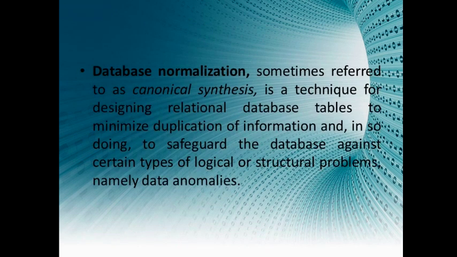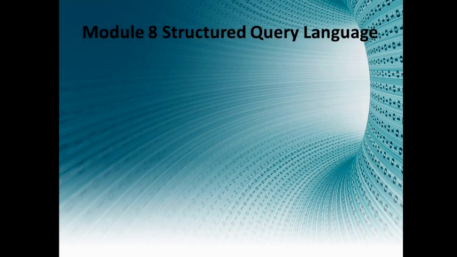Database normalization, sometimes referred to as canonical synthesis, is a technique for designing relational database tables to minimize duplication of information and, in so doing, to safeguard the database against certain types of logical or structural problems, namely data anomalies.